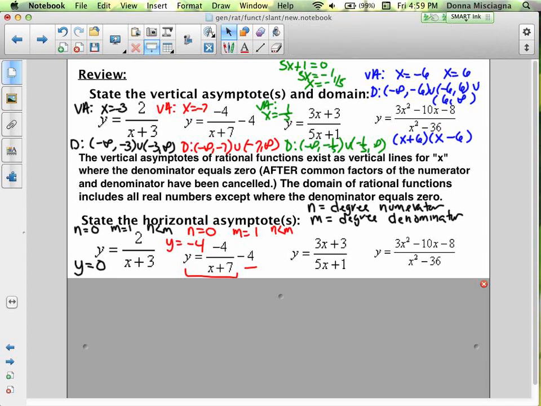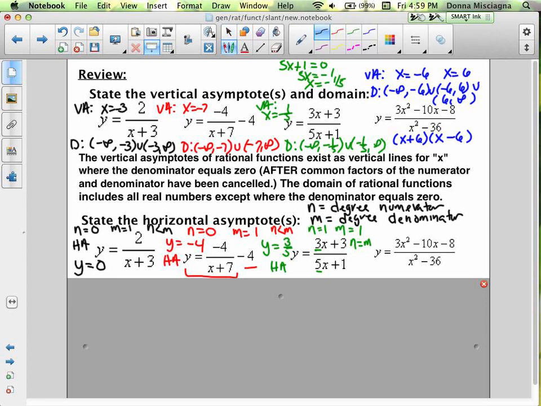Let's look at the third one. Here, the degree of the numerator is 1 because we have x to the first power. The degree of the denominator is 1 because we have x to the first power. So here the degree of the numerator equals the degree of the denominator, right? So now it's not going to be 0, but it's going to be the ratio of those coefficients. So our horizontal asymptote is going to be y equals 3/5, right? So I should actually mark this. That's our horizontal asymptote there. This is our horizontal asymptote for this one. And this is our horizontal asymptote over here.